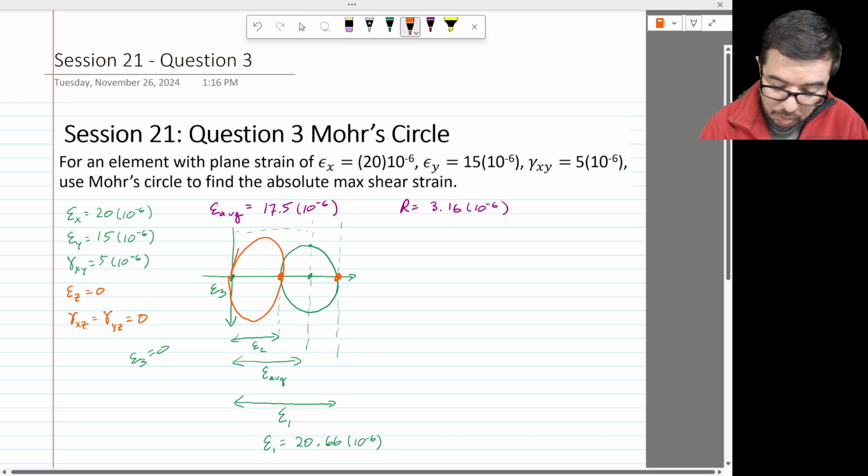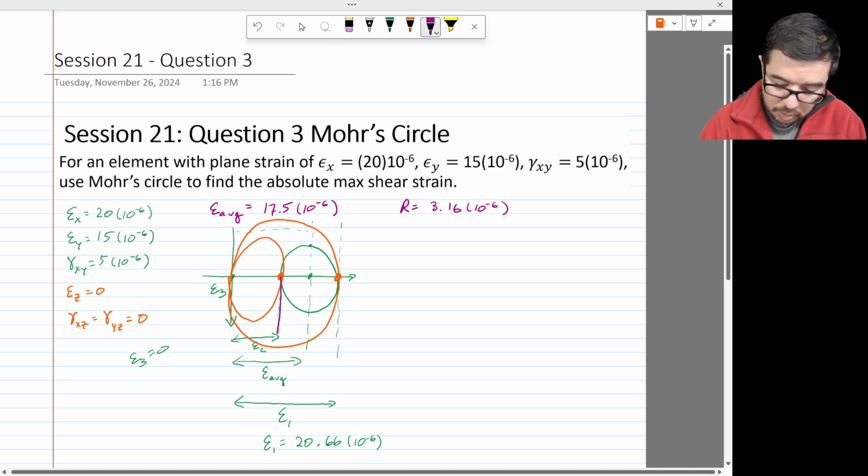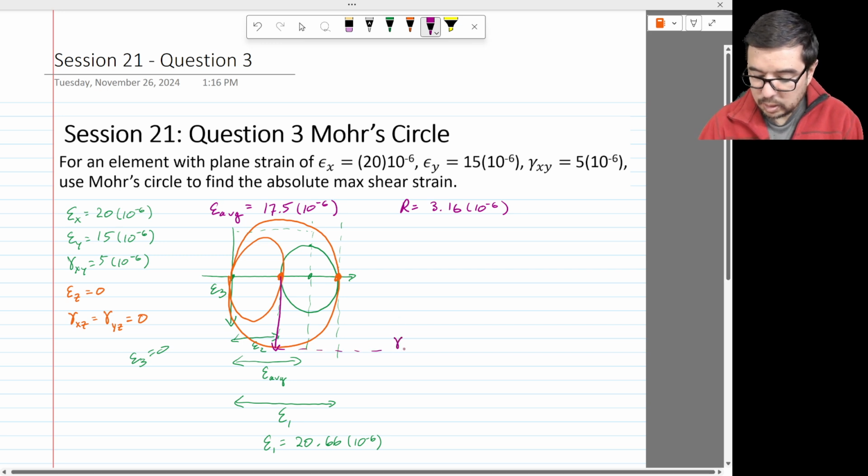And then we have this radius that goes around between 1 and 3, like that. So the absolute max shear strain is going to be down here. And that's going to be the absolute max divided by 2. That will equal the radius, and we can call it maybe 1, 3.